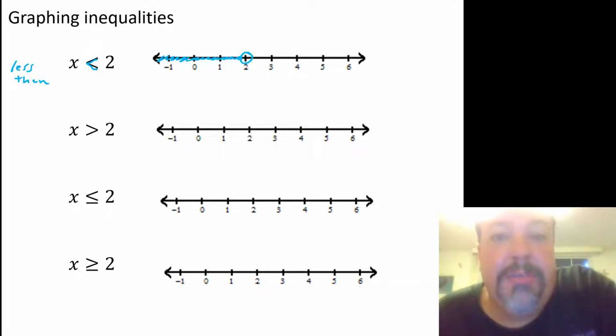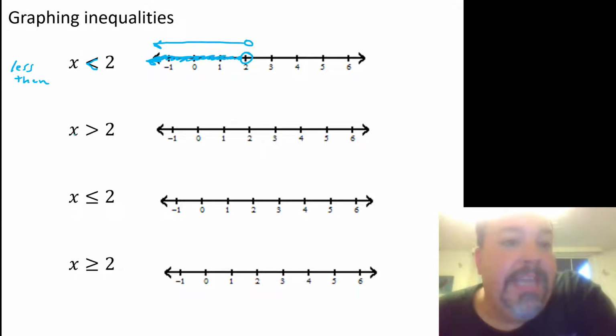Since it doesn't include the 2, we're going to put an open circle on the 2, and we're going to shade everything to the left. And it goes all the way to the left. Sometimes we put this on the number line, and sometimes people like to put it on top of the number line. Either way is fine when you're doing your homework.